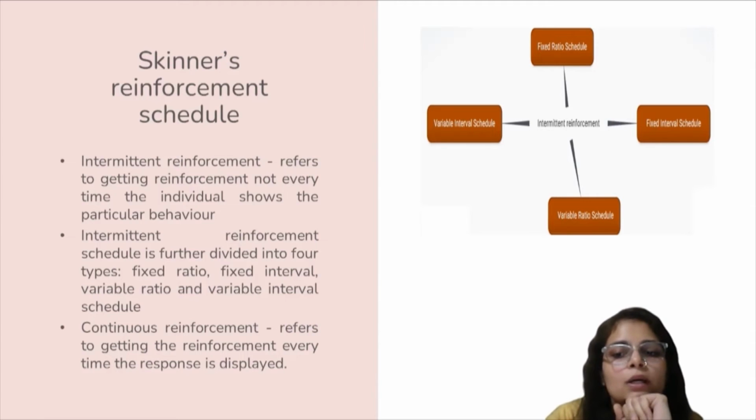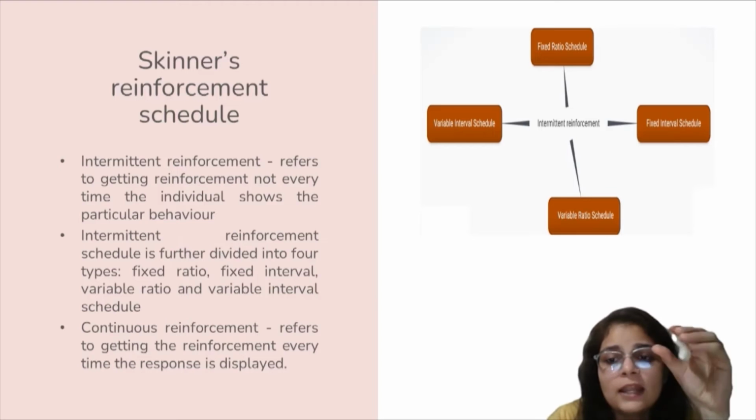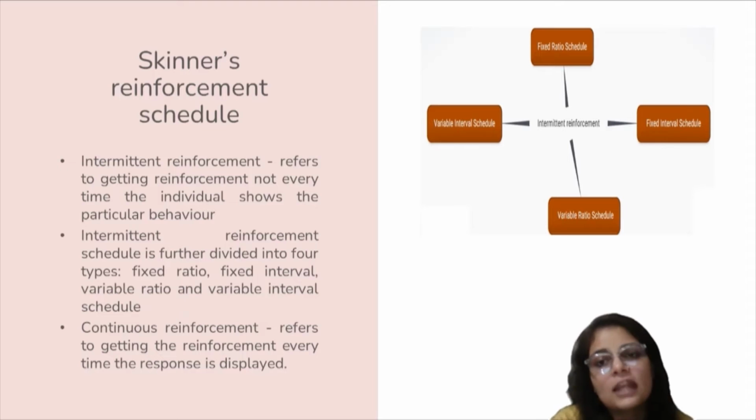So let me tell you a shortcut that will help you remember this. Ratio equals response, RR. Interval equals time period. Okay. So to understand fixed ratio schedule, we need to understand that at a fixed response, reinforcement will be presented. And on the other hand, in variable ratio schedule, after 2 or 3 responses, one reinforcement is given. After 4 or 5 responses, another reinforcement is given. So that is variable ratio schedule.